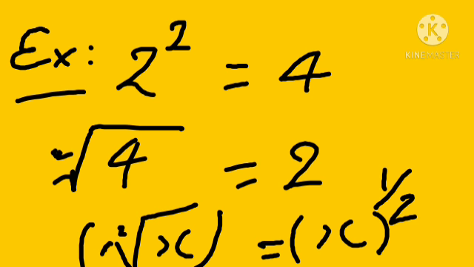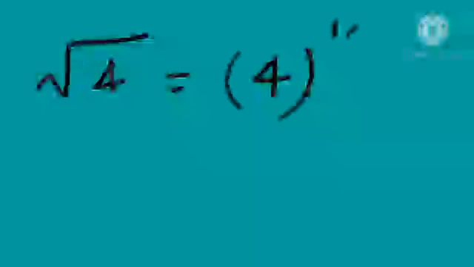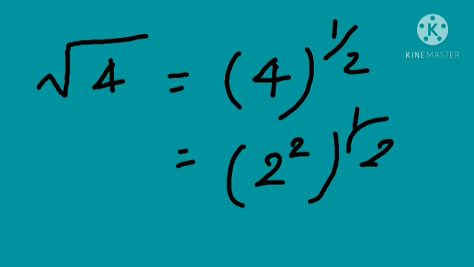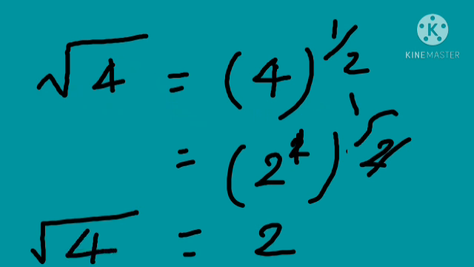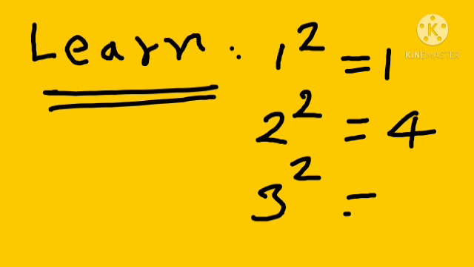Okay, let's take some examples of this. We want to find the square root of 4. We studied that square root means half power. So 4 to the power 1 by 2. I can write 4 as the square of 2, and the whole power is written as it is. So 2 power is cancelled by 2 power, then the square root of 4 equals 2. Answer.